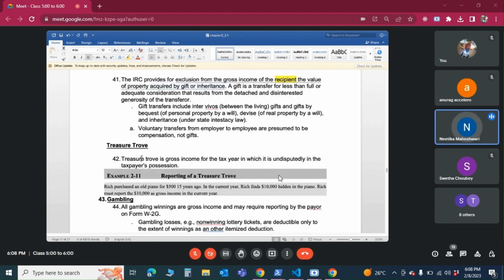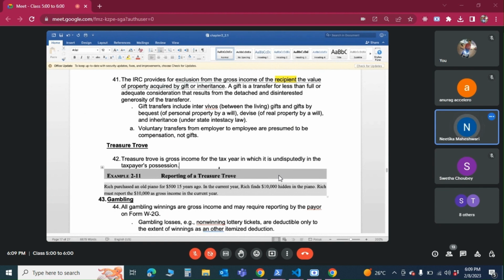Treasure trove: if somebody just finds something, maybe they're taking a walk on the beach and they find a diamond ring worth, say, $10,000. What the IRS is saying is that yes, you have to pay taxes on that, even if you just find something, if they come to know.